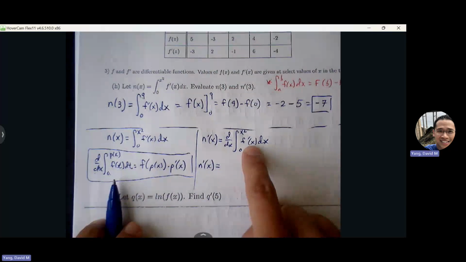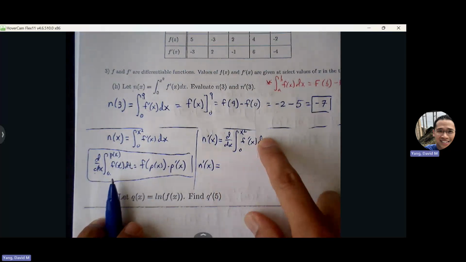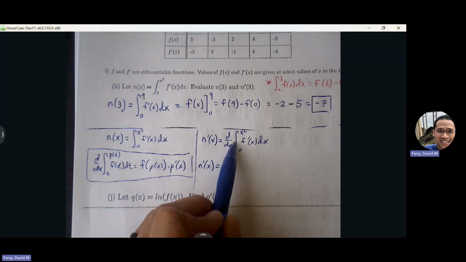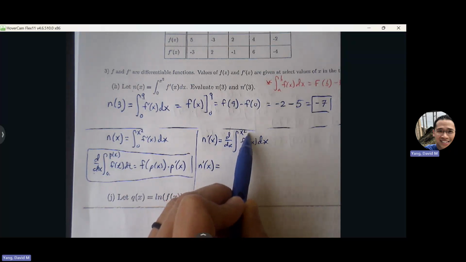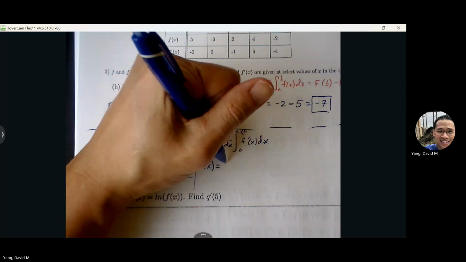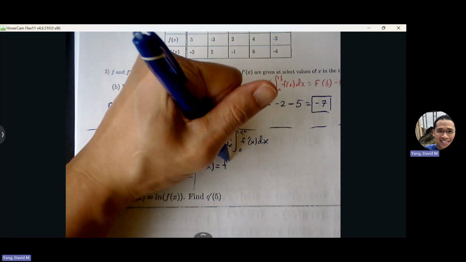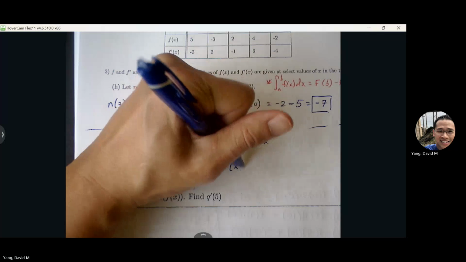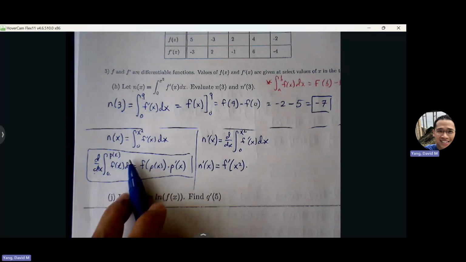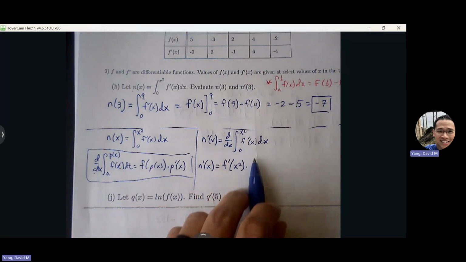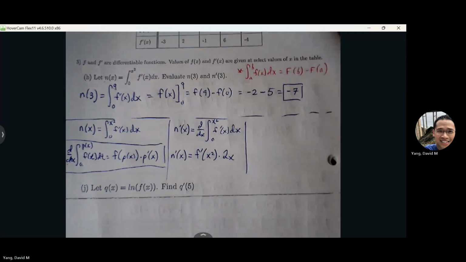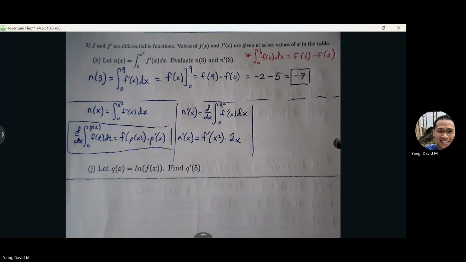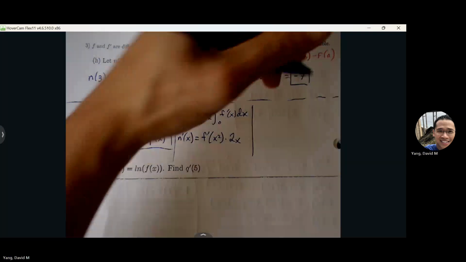So if we just want to work through the second theorem, we know the derivative and integral processes cancel each other out. This f prime is not going to change much. We just have to plug the upper bound into the given integrand and then multiply by the upper bound's derivative. So x squared becomes 2x. Okay, so now we can evaluate N prime of 3.